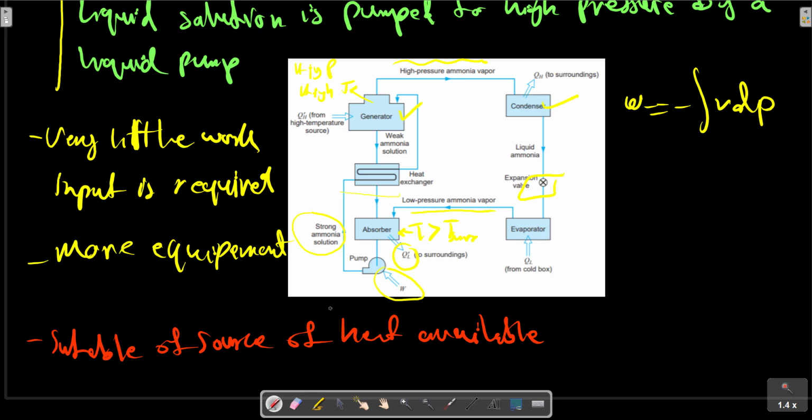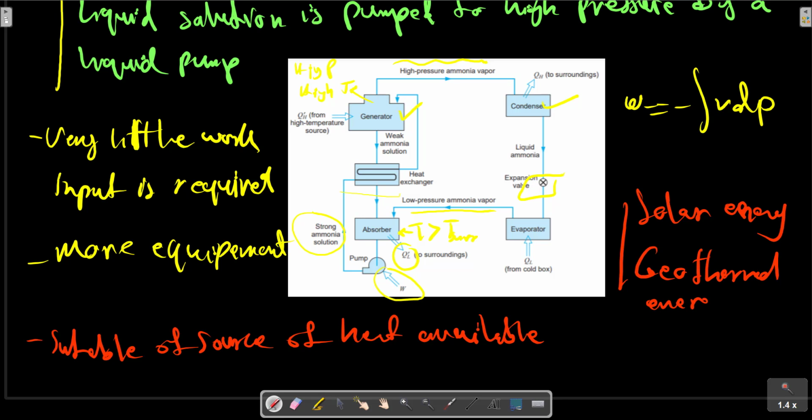In recent years, the absorption cycle has been given increased attention in connection with alternative energy sources, for example, solar energy or a supply of geothermal energy.